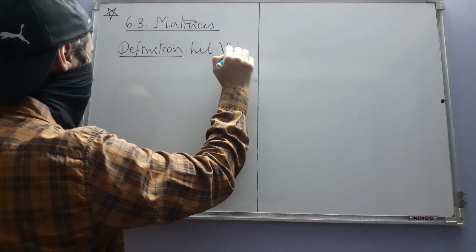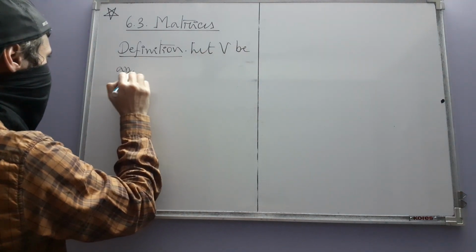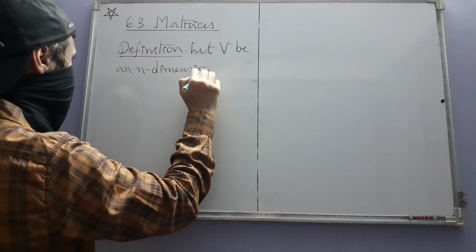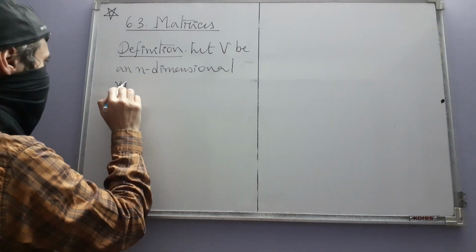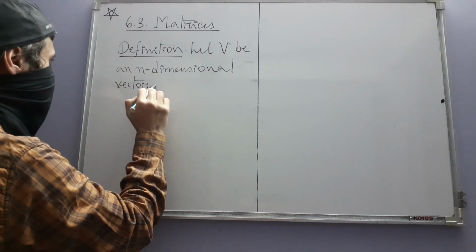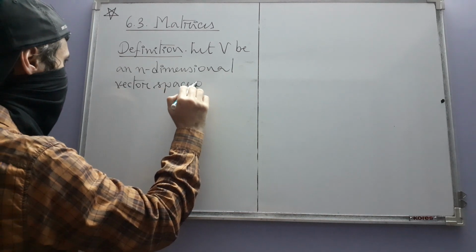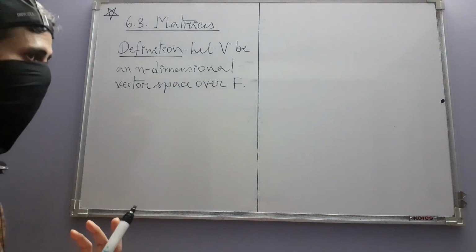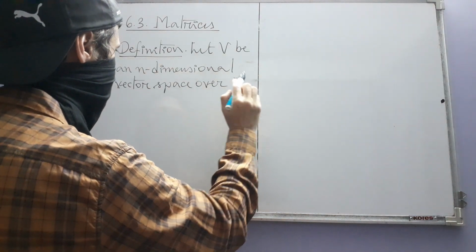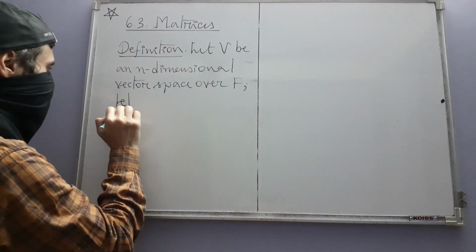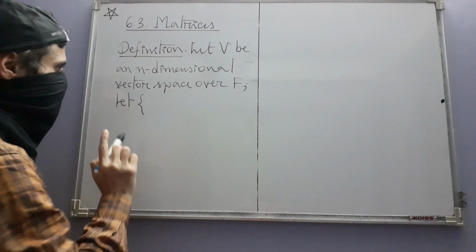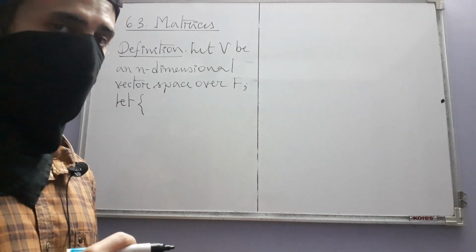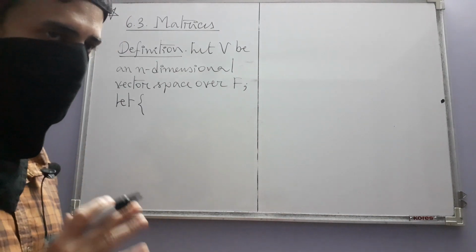Let V be an n-dimensional vector space over some field F. Then we will have a basis with n vectors. But this time, instead of simply considering a basis, we are going to consider an ordered basis. Why, that will become clear soon.